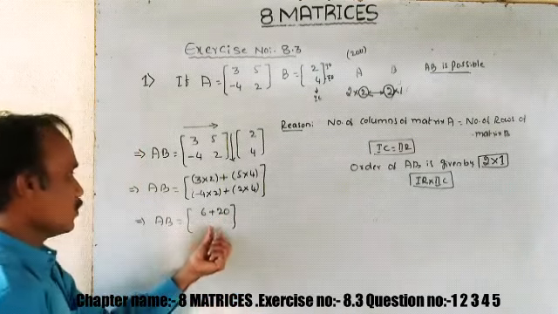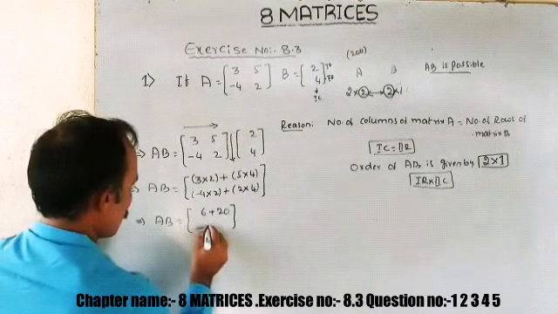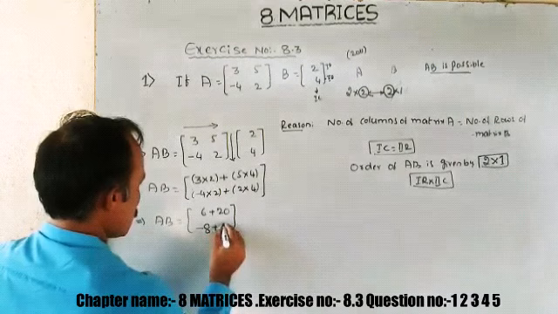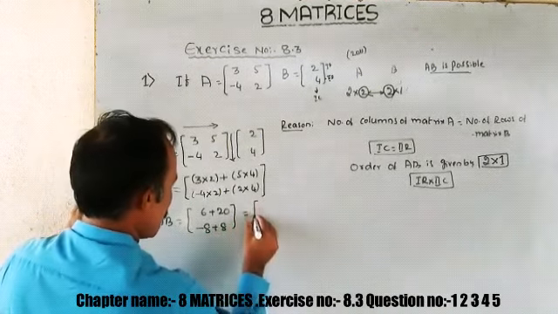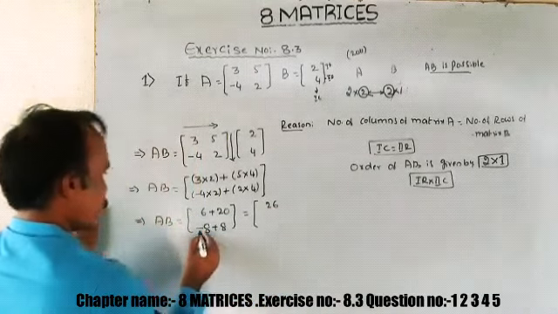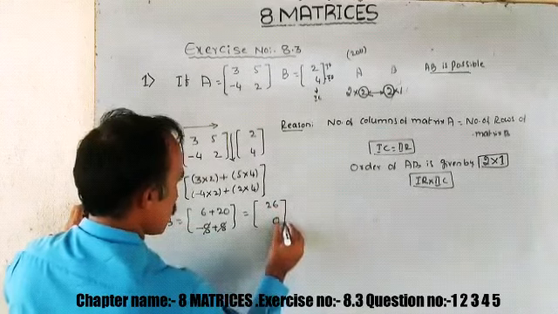Just very carefully here. Don't write comma. Next, minus 4 into 2, minus 8. So 2 into 4, 8. That is plus 8. So the final answer is 6 plus 20, 26. Minus 8 plus 8 cancels, 0. What is the order of this one?